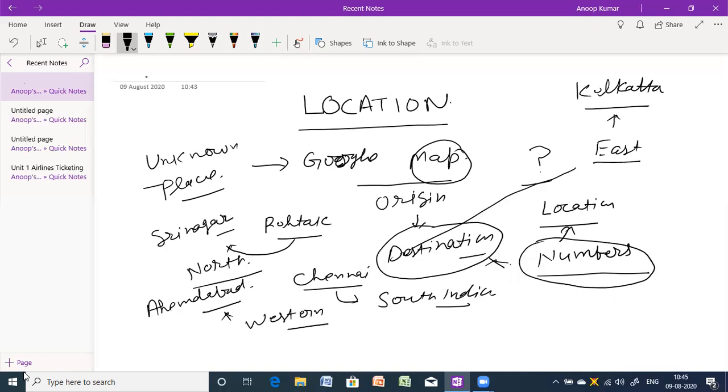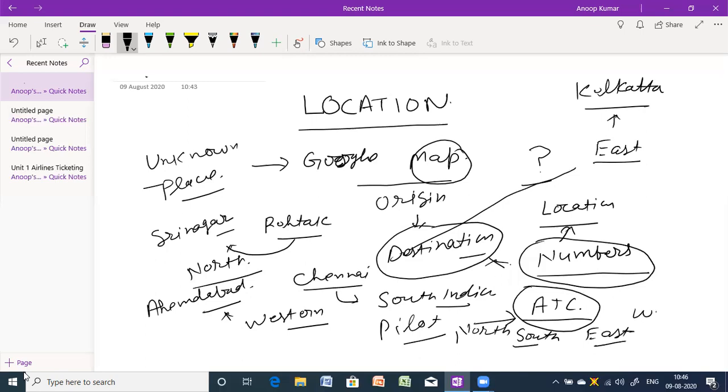Now, suppose a plane is flying and it has some problem and wants to land at the nearest airport, and the pilot speaks with the ATC, air traffic controller. The ATC asks the location of that plane. Now the pilot cannot tell him that I am flying in the north, or I am flying in the south, or I am flying in the east direction, or I am flying in the west direction.